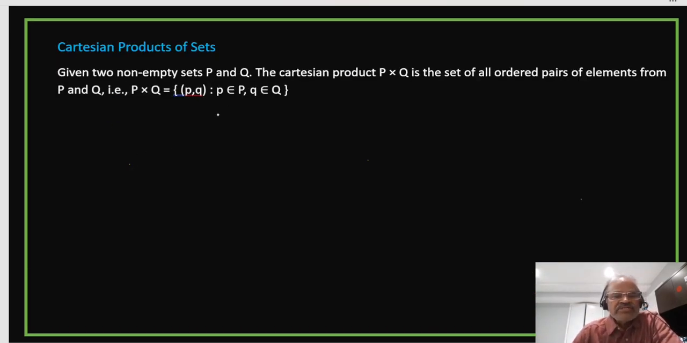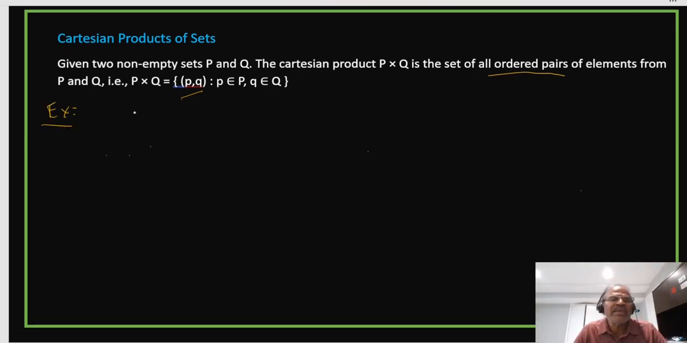See, the definition goes like this. Given two non-empty sets, P and Q, which should be non-empty, the Cartesian product is the set of all ordered pairs. This is important: ordered pairs of elements from P and Q, that is P cross Q equals the set of pairs (p, q) such that p belongs to P and q belongs to Q. This is the definition.